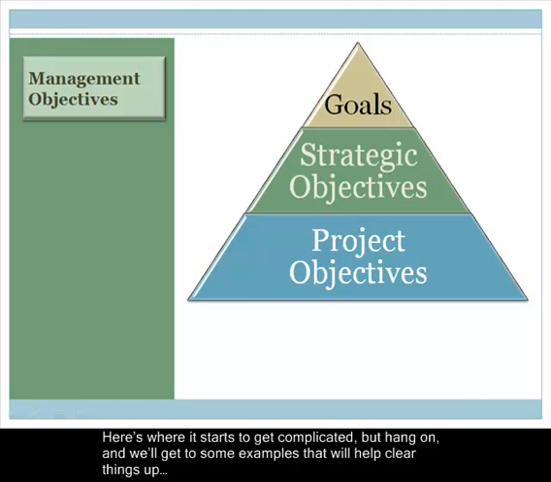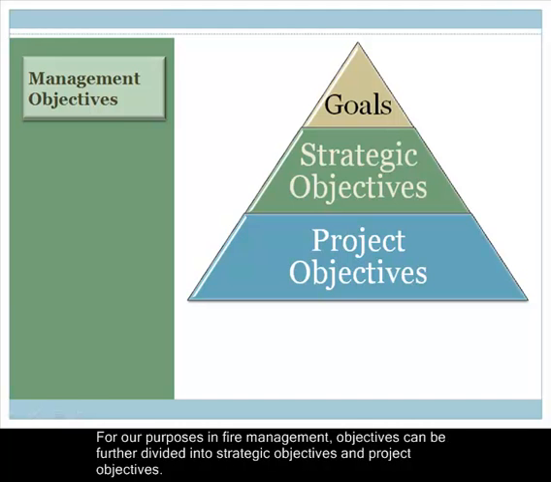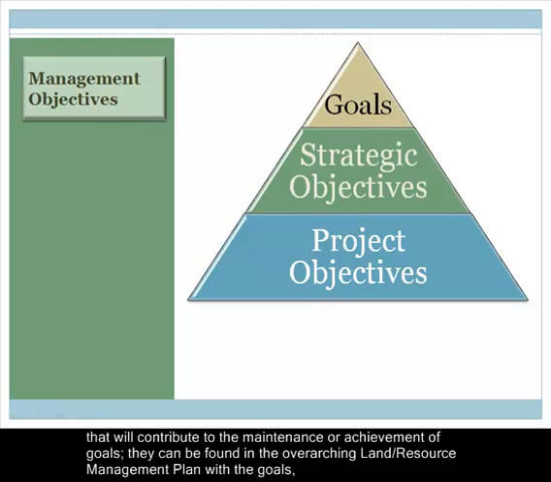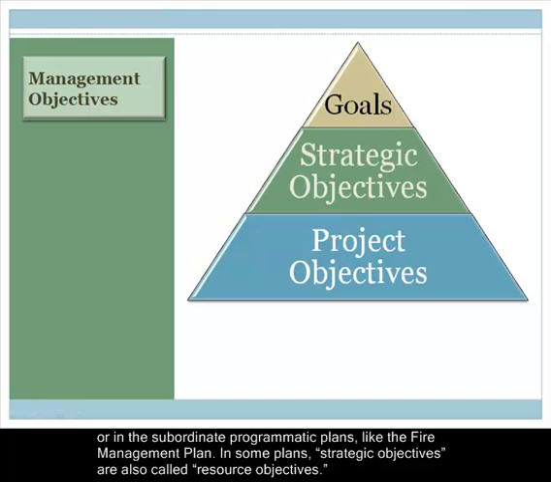Here's where it starts to get complicated, but hang on and we'll get to some examples that will help clear things up. For our purposes in fire management, objectives can be further divided into strategic objectives and project objectives. Strategic objectives are higher-level objectives that define intended outcomes of management activities that will contribute to the maintenance or achievement of goals. They can be found in the overarching Land or Resource Management Plan with the goals, or in the subordinate programmatic plans like the Fire Management Plan. In some plans, strategic objectives are also called resource objectives.